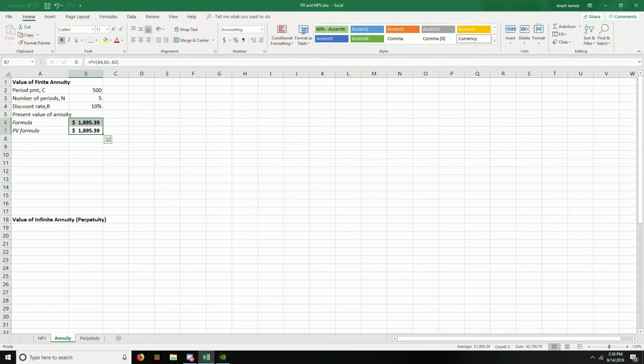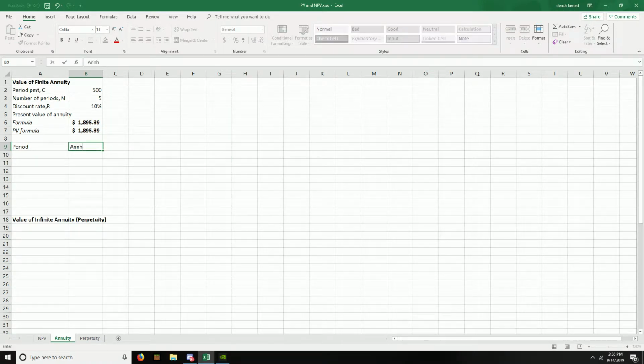Next we'll use our NPV, so we'll say that this is the period, this is the annuity payment, and we could say periods 1 to 5. So our payment here will be 500, and we'll just click F4 just so we can drag it down because it won't change since there's no growth rate in this one.